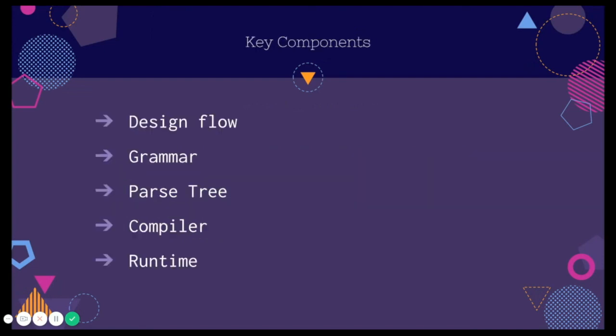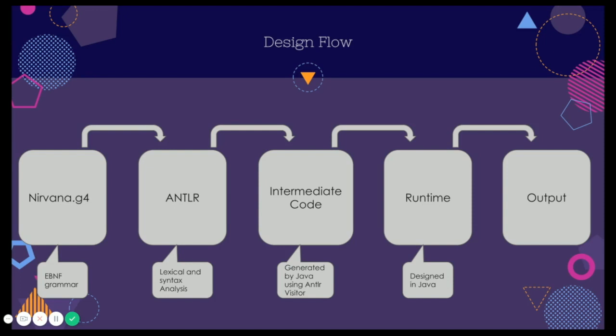The key components of today's presentation include the design flow, the grammar, the parse tree, the compiler, and the runtime. In the design flow, we have generated our nirvana.g4 file for the EBNF grammar. This grammar file is then run on ANTLR to do the lexical and syntax analysis. The ANTLR tool generates the parse tree using which we have generated our intermediate code. The intermediate code used in Nirvana is assembly language code. This assembly language code is then evaluated in the runtime to get the appropriate output onto the console. The runtime is also designed in Java.